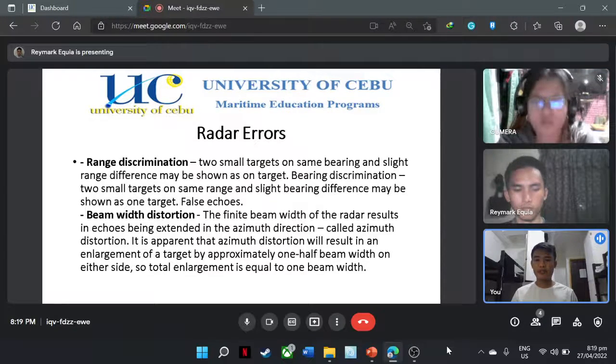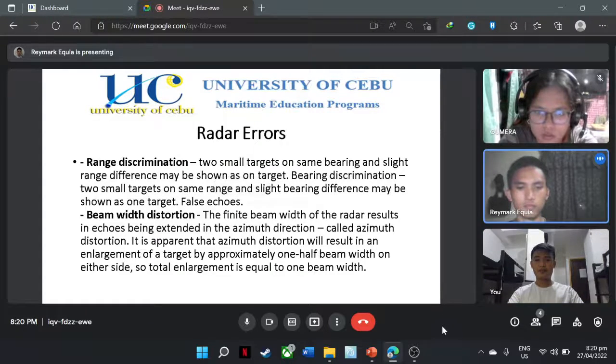So in beam width distortion, the finite beam width of the radar results in echoes being extended in the azimuth direction, called azimuth distortion. It is apparent that azimuth distortion will result in an enlargement of a target by approximately one half beam width on either side. So total enlargement is equal to one beam width.